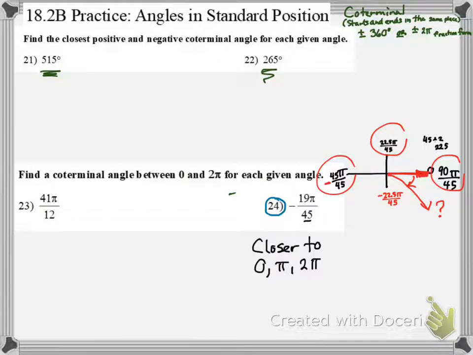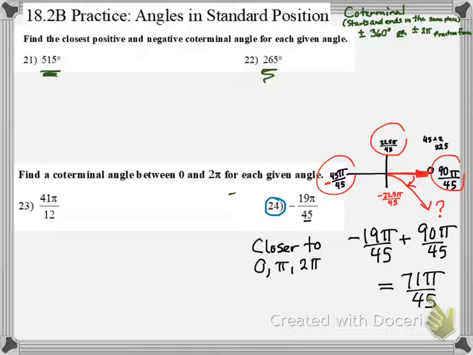No one's asking me for a reference angle or anything like that. I can just take the negative 19 pi over 45 and say, nope, it's not between 0 and 2 pi because it's negative. Let's add a full circle to it. If it was positive, I would subtract a full circle to adjust it, if it wasn't already between 0 and 90 45ths of pi. So I'm going to add 90 pi over 45 because that is a full circle, which gives me 71 pi over 45.